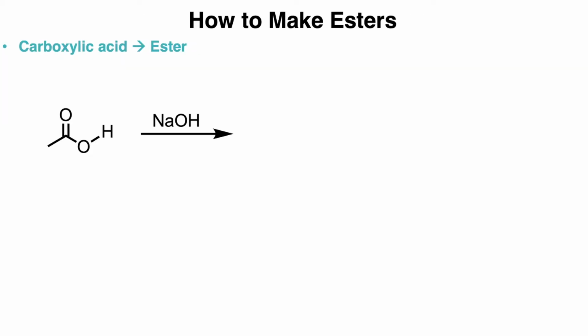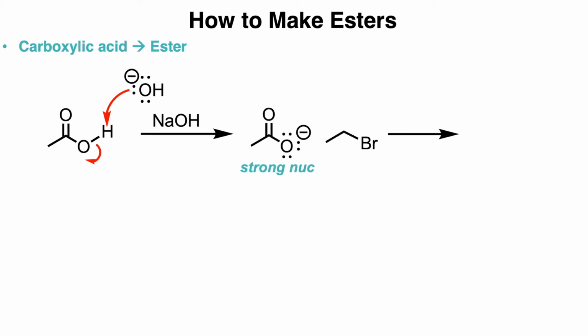There are three ways that we can make esters. The first way is starting with a carboxylic acid and using a strong base like NaOH to deprotonate the acidic hydrogen atom. This forms a carboxylate ion, which is a strong nucleophile. This can then undergo an SN2 reaction with a primary alkyl halide to form the following ester product.